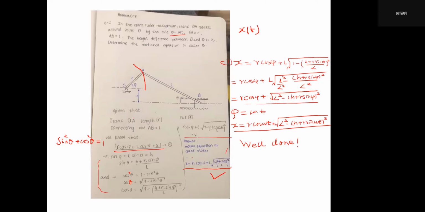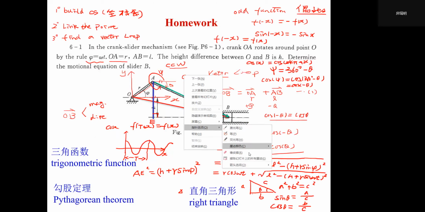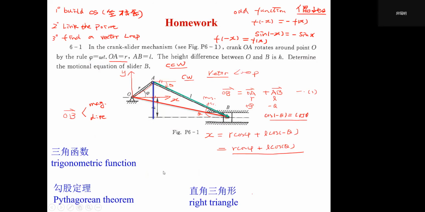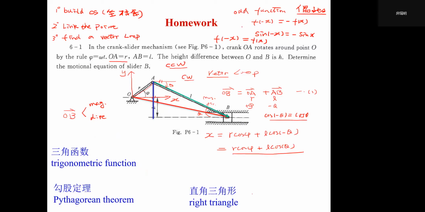So you guys can think about this girl's method. You guys can also think about what we have talked about. We should try to find a vector loop and then do the projection. So if I erase everything I have written on the screen today, then we can do another projection. If we use this same vector equation, this time we project onto the y-axis, then we will find that y equals R sine phi, right?